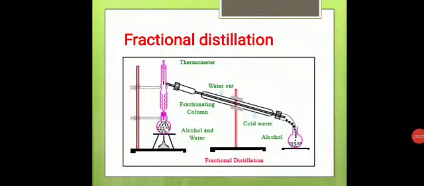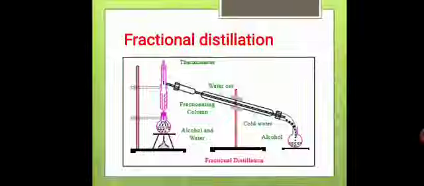Secondly, we have fractional distillation. Here you can see the apparatus setup of fractional distillation is also the same as that of simple distillation, except one thing alone: we are having a fractionating column here. Why do we have to use fractional distillation when we are having simple distillation? What were the drawbacks we had there?